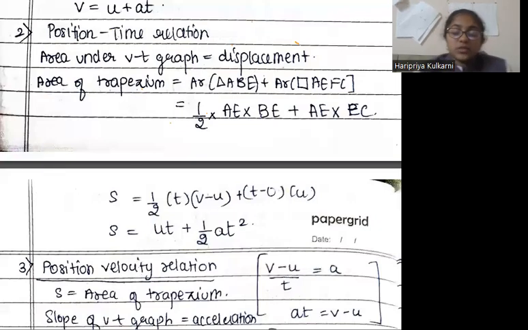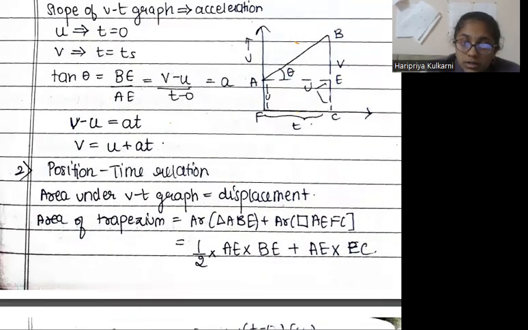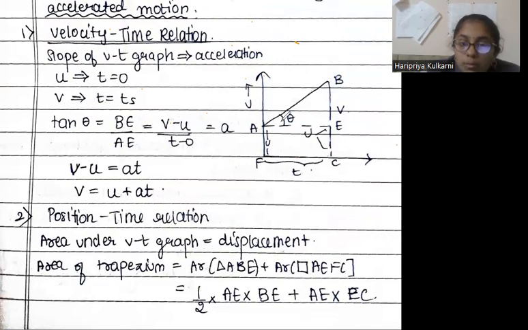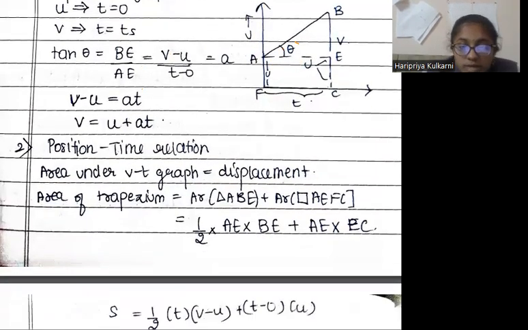Taking the area under this v-t graph will give us displacement. In the first case, we had taken the slope. But in the second case, we are taking the area under this graph. That will give us the displacement, right? So, taking that area, what will we get? The area of a trapezium. So, we are considering first a triangle here and then a rectangular surface here, right?